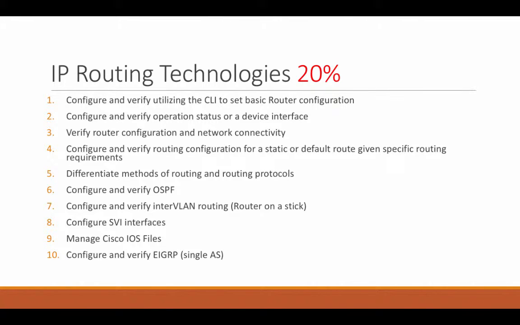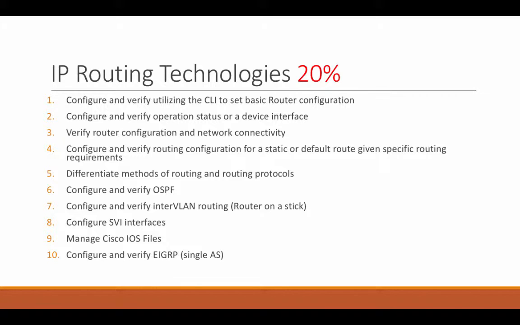This is the IP routing technology section, which is worth 20% of the final mark. In this, we're going to be looking at configuring and verifying the CLI for routers, configuring and verifying operational statuses of device interfaces, verify router configs and connectivity, configure and verify routing config, static and default routes, and differentiate methods of routing and routing protocols, configure and verify OSPF, configure and verify inter-VLAN routing, configure SVI interfaces and manage Cisco IOS files, configure and verify EIGRP.